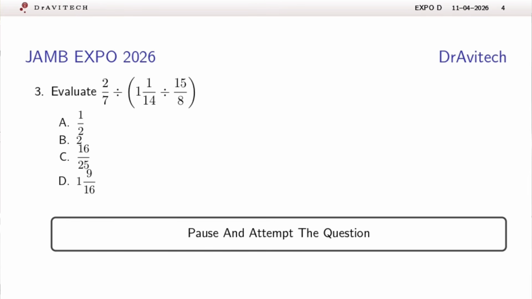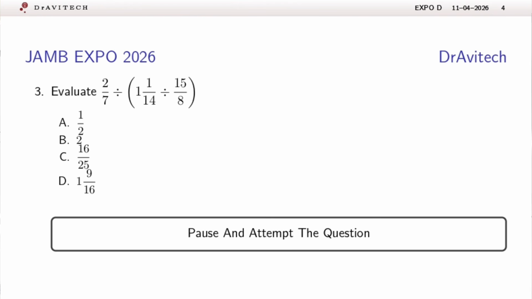Question 3 says, evaluate 2 over 7 divided by, open bracket, 1 and 1 over 7 divided by 1 and 1 over 14, then divided by 15 over 8.